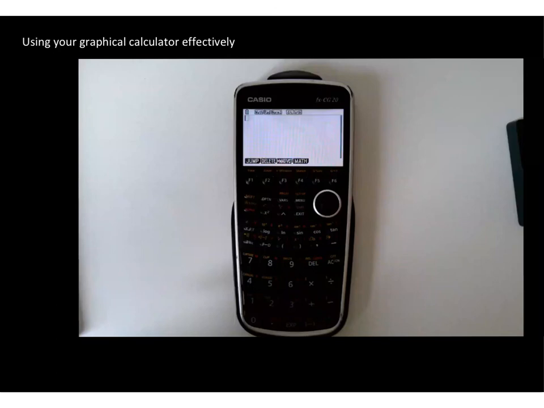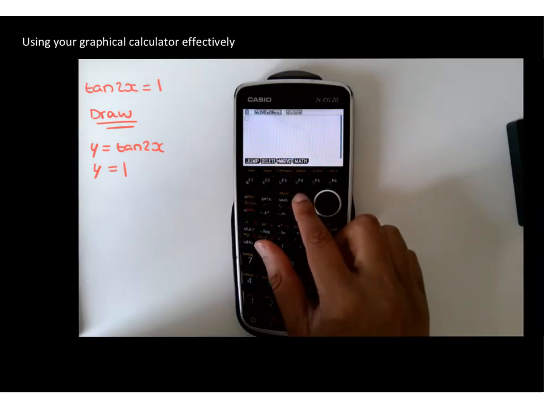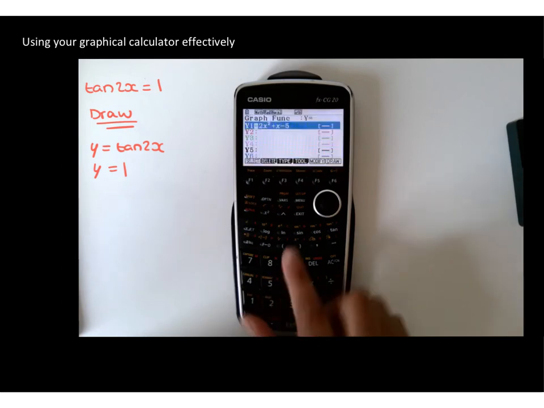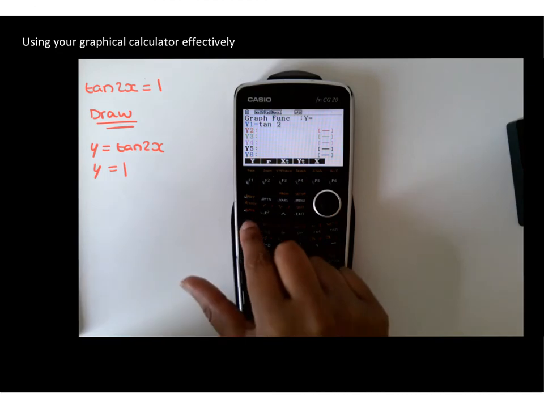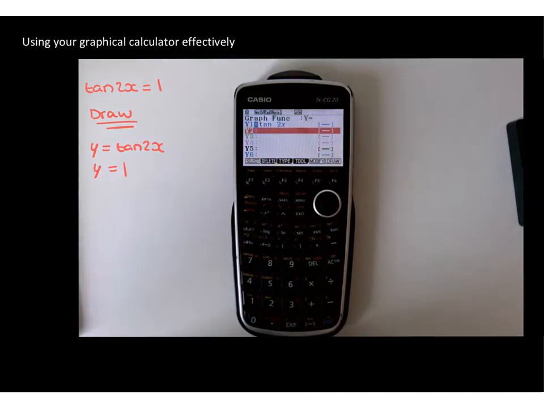So I'm going to take the equation that we were solving just now, which was tan 2x is equal to 1. And on the graphical calculator, I am going to draw the graphs of y equals tan 2x and y equals 1. And let's have a look and see what happens when we do this. So we need to go into graph mode, mode 5 first of all, delete anything else that's there. Draw y equals tan 2x and y equals 1.